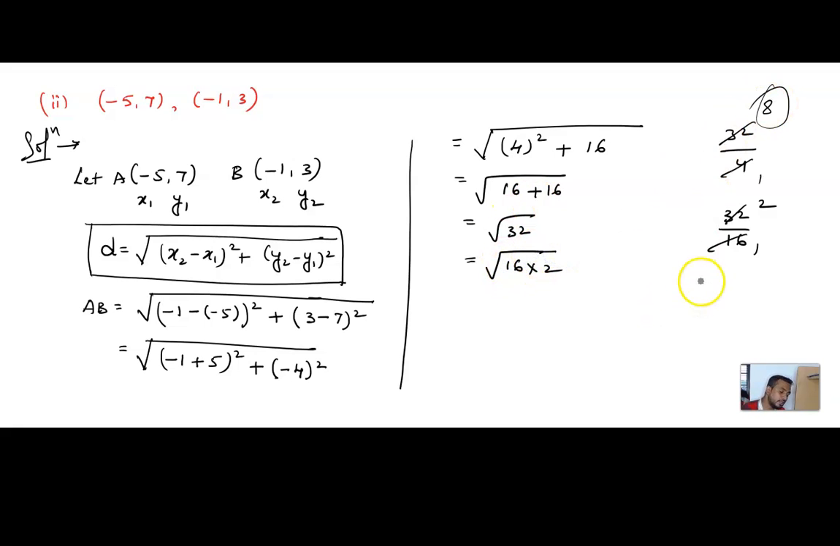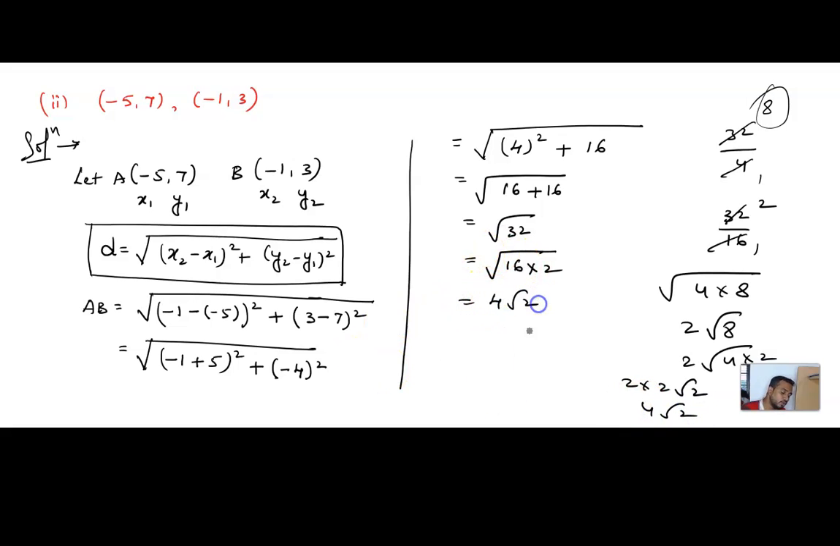If you have taken this value, what happens? I'll show you. So root of 4 into 8 is 32. 4 comes out, it becomes 2. Again root 8, again 2, again 4 into 2, that is 2 into, again root 4 comes out 2, that is root 2. See, the number of steps will increase, that is 2 2s are 4, root 2. So here directly root 16 is 4, root 2 as it is.